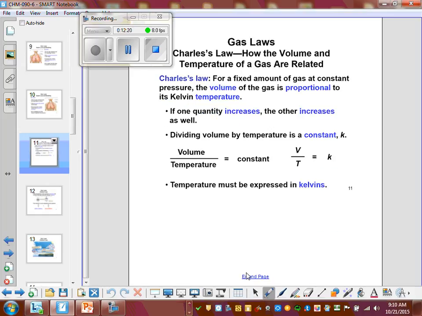So we can say the initial volume over the initial temperature is equal to the final volume divided by the final temperature. V1 over T1 is equal to V2 over T2. That's a direct relationship. So that's Charles's law. That's the second one.